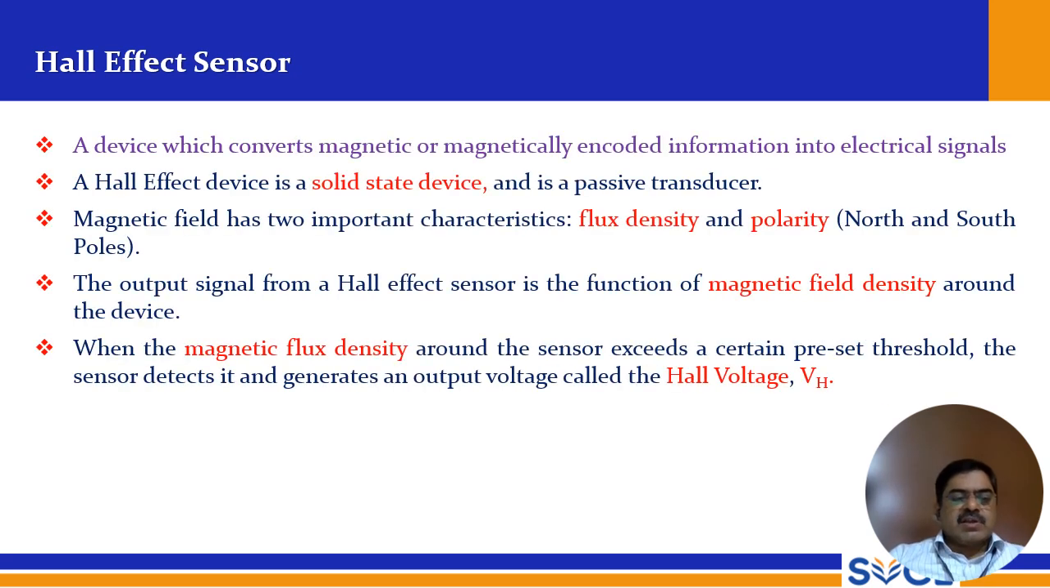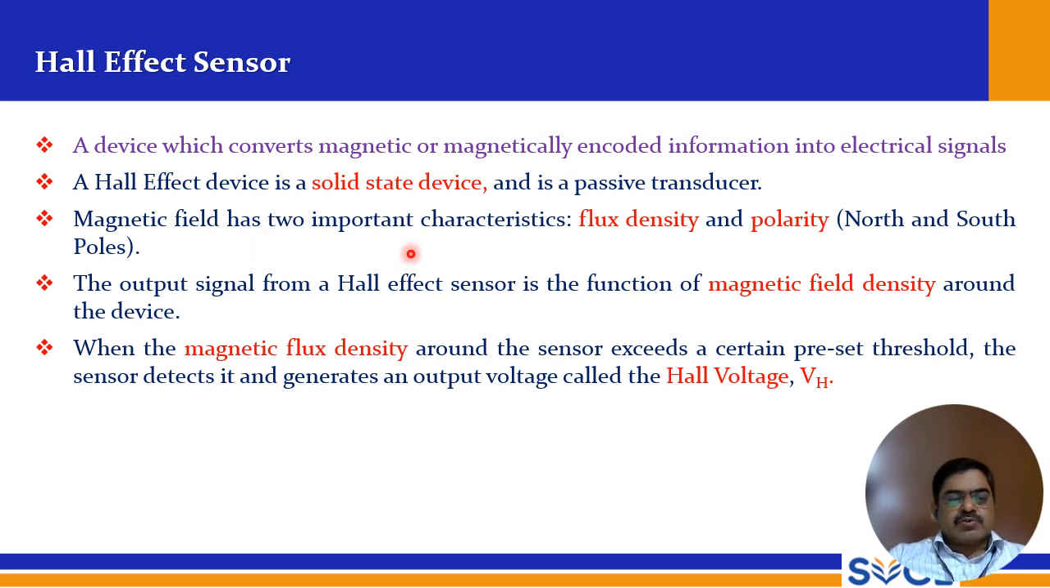Hall effect sensor. The next type of sensor is the Hall effect sensor, a device which converts magnetic or magnetically encoded information into electrical signals. It is also an induced type, inductor type. A Hall effect device is a solid state device and is a passive transducer. It requires an external source. Even the eddy current sensor is also a passive type transducer.